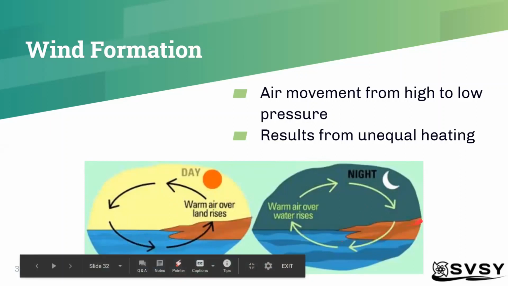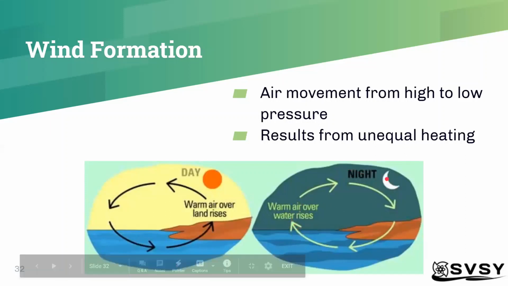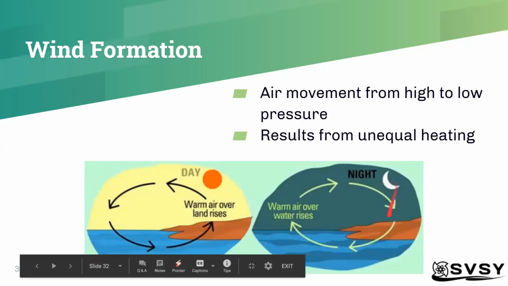So the land cools a lot more quickly than the water does, and the warm air over the water rises, and then becomes cooler, becomes more dense, and that completes the cycle. So the actual wind is this cold air coming back. So this would be called a sea breeze, and this would be called a land breeze.